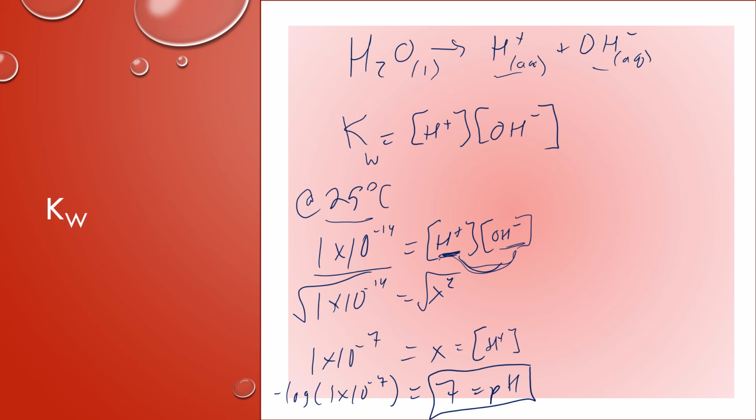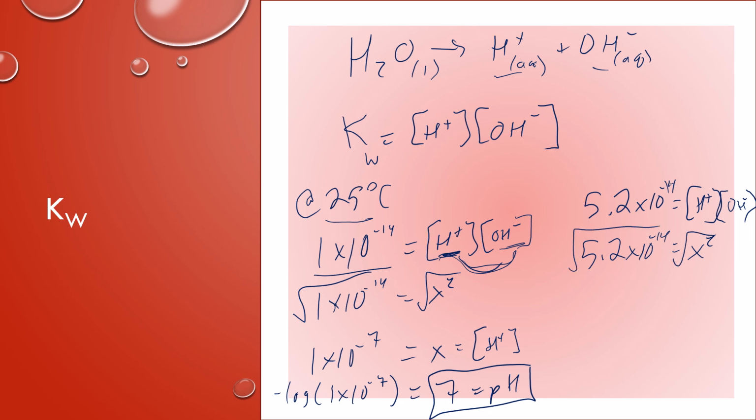So let's say maybe it's 5.2 times 10 to the negative 14th at this higher temperature. But we know that it's still pure water, and pure water has the same number of hydrogens and hydroxides. So I can still say that this value for Kw is equal to x squared because I know hydrogen and hydroxide are the same. And so then at this higher temperature, I can take the square root, and I get 2.28 times 10 to the negative 7th is equal to x, which is equal to the hydrogen ion concentration.